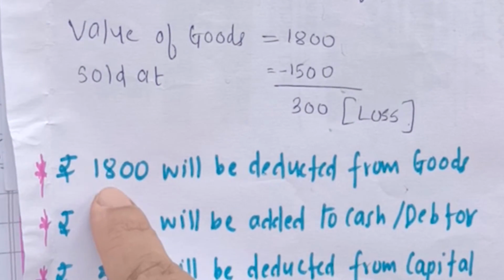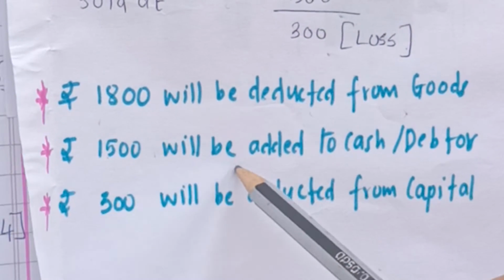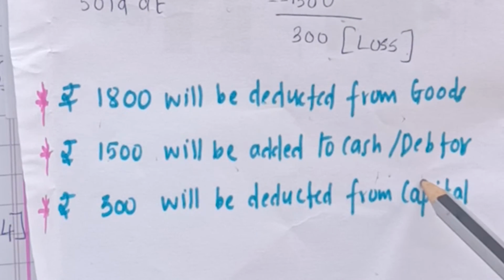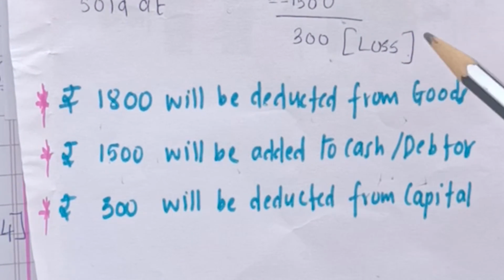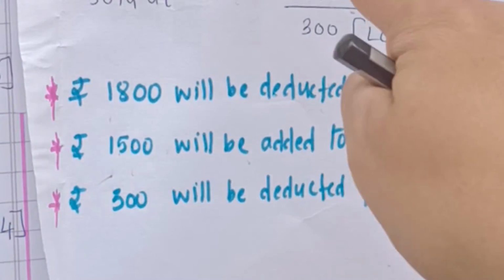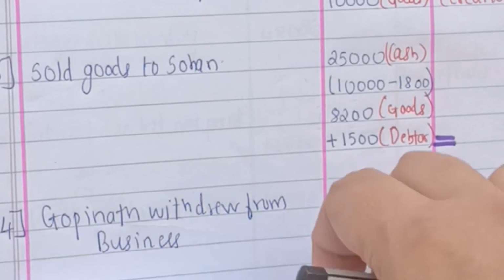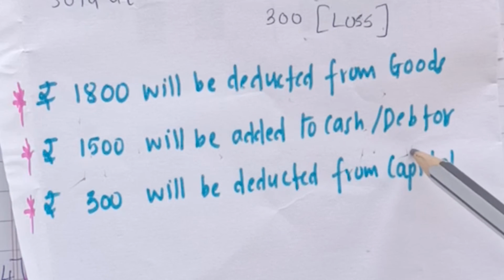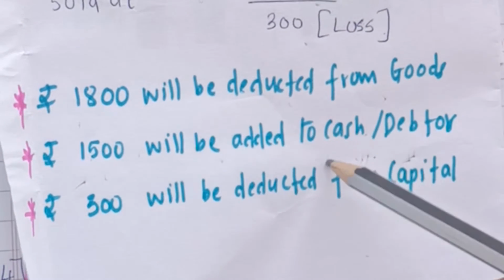Because this is the value of the good. Next is rupees 1,500. This will be added to the cash or the debtor. Why? Because we are selling something, and in return of that we got rupees 1,500. So this 1,500 will be added here to the cash. Actually it is the debtor, but in some cases you can just add it to the cash also.